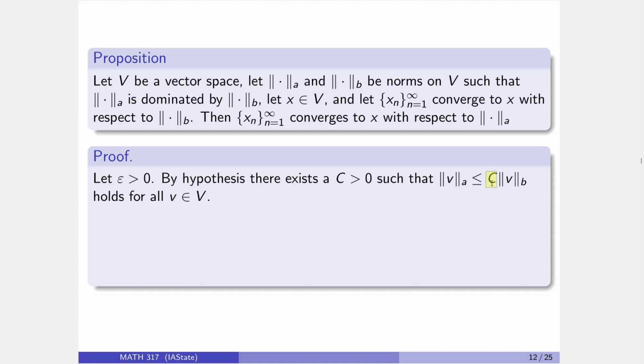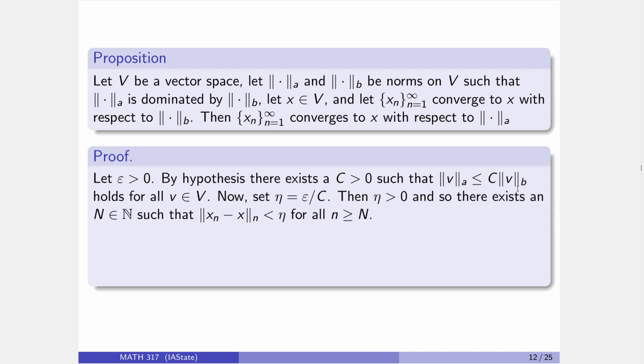Alright, and it's a pretty easy proof to see, because given an epsilon, we're going to show that this sequence converges to x with respect to the dominated norm. Well, the dominated norm has a factor of c, bounding it with the dominating norm. We're converging with respect to the dominating norm, so we know that that should be a b, not an n.